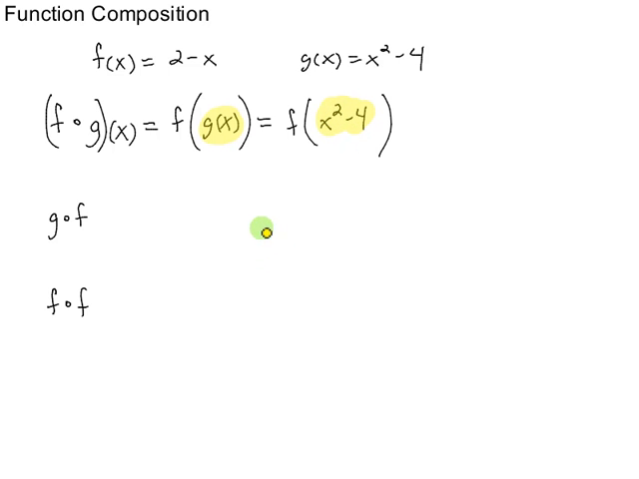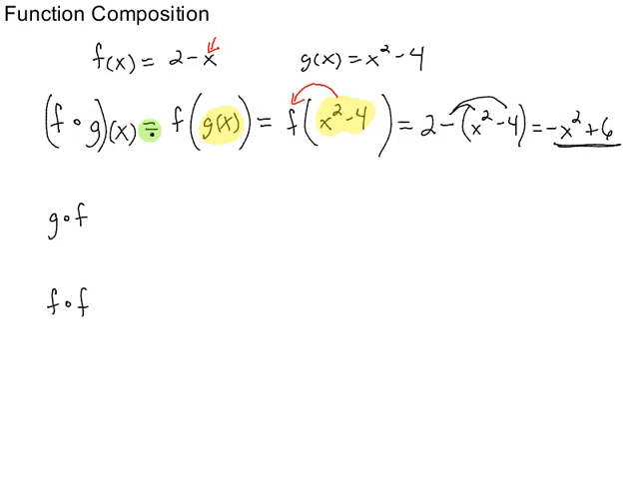Okay? Now I need to take x squared minus 4 as the input to my f function, whose definition is given up here. So I need to replace all my inputs in the f function with x squared minus 4. So I need to replace this input with x squared minus 4. So I have 2 minus (x squared minus 4). And now I simplify this by distributing my negative. So I've got a negative x squared. I've got positive 2 plus 4, that's positive 6. So this is the output for f of g.